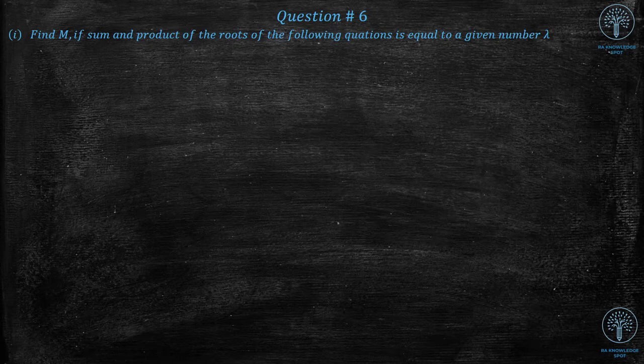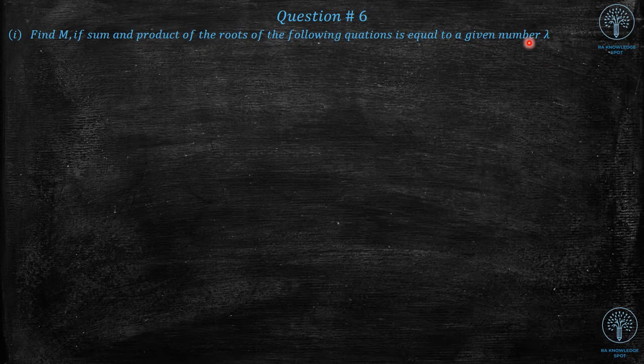Now this is your question number 6, and the statement is: find m if the sum and the product of the roots of the following equation are equal to the given number, that is lambda. This is called lambda, a kind of dinosaur kind of shape, and you can call it lambda.